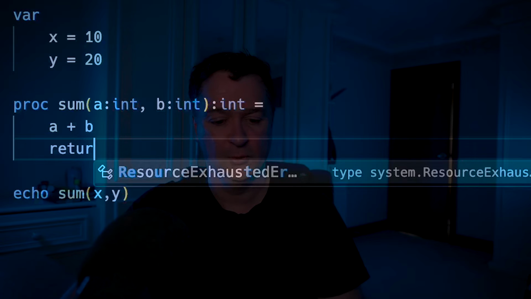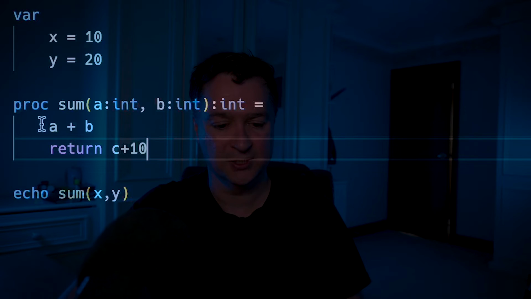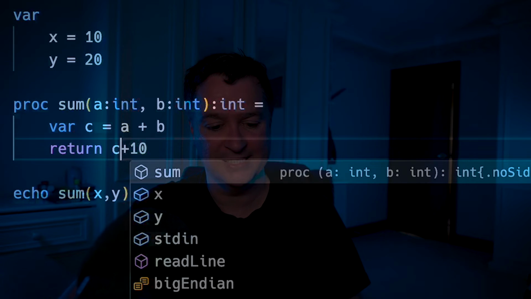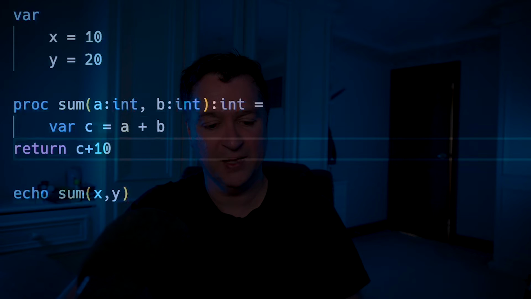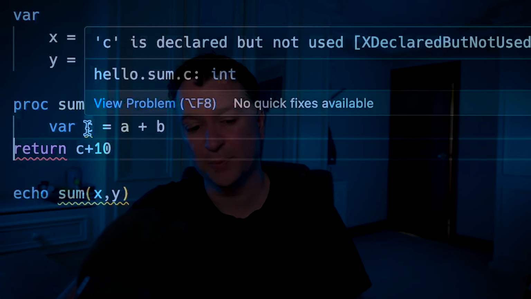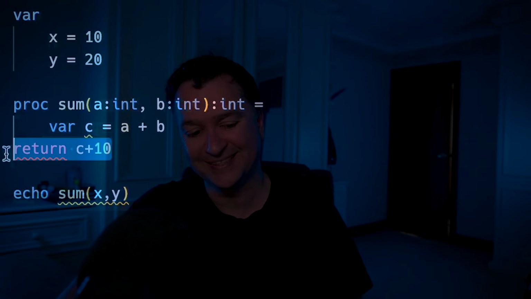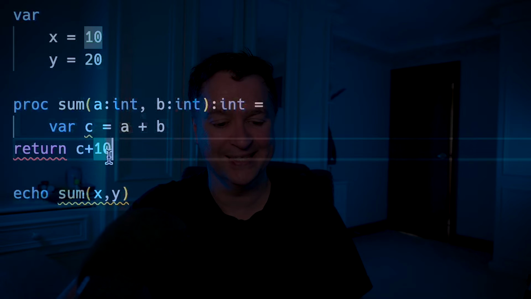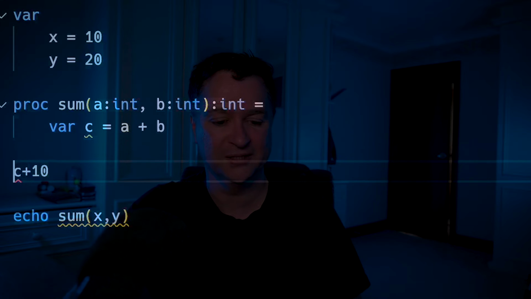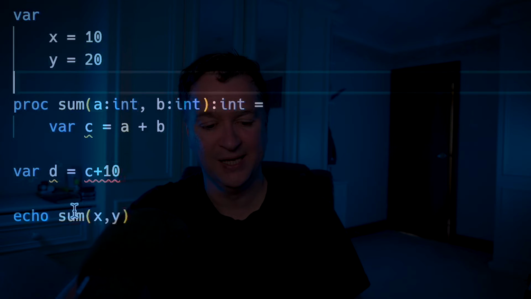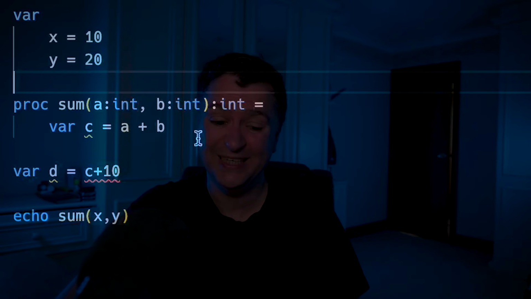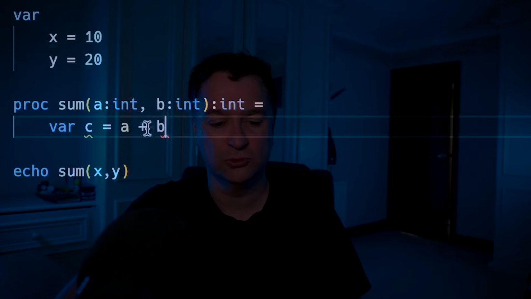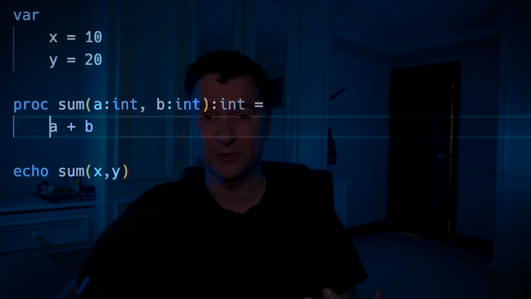So again, I could say something like var C equals A plus B, and then I could do return C plus 10. That is going to be okay. If I move that over here, C is no longer in scope because C is within the scope of my procedure. This is actually more in the global scope here, and you see I'm going to get a squiggly: return is not allowed. And again, similarly, if I try and access C from over here, so if I go var D equals C plus 10, I'm going to get an error, undeclared identifier C, because that is in a different scope from the sum here. So again, the offside rule obviously applies in this case, very similar to Python.